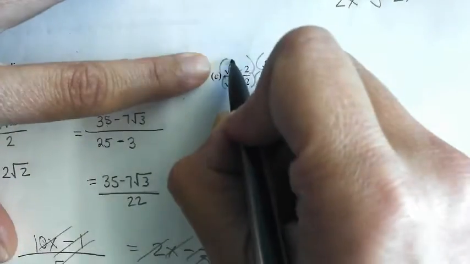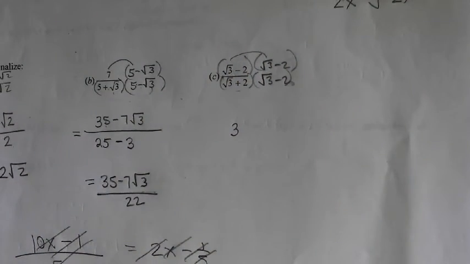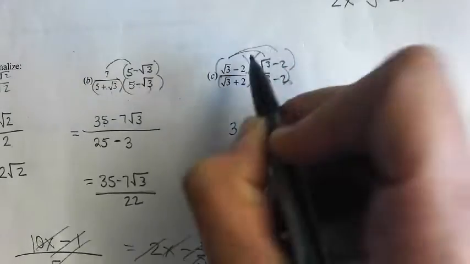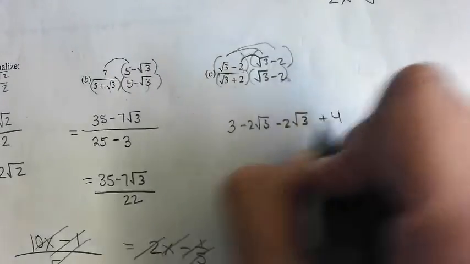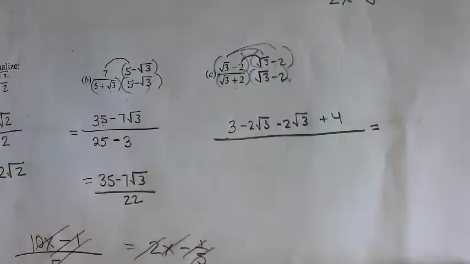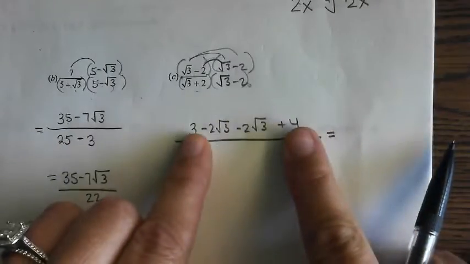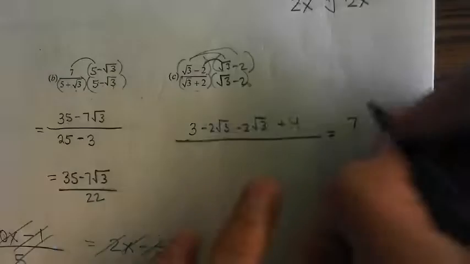So top first, root 3 times root 3 is 3. Now, even though those two that we're about to multiply in the numerator are similar looking, they are not conjugates, so I can't bypass that outer and inner step. My outer is minus 2 root 3. My inner is also minus 2 root 3. And then I have plus 4. So that numerator, I'll just see this through to the end. The 3 plus 4 is a 7. And negative 2 root 3 minus 2 root 3 is negative 4 root 3.